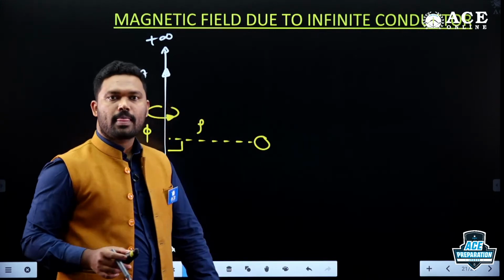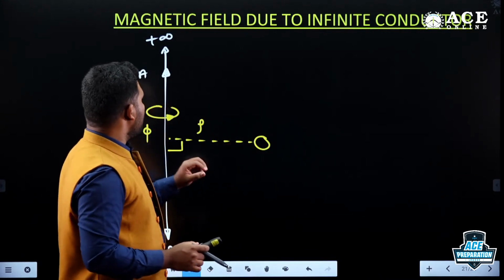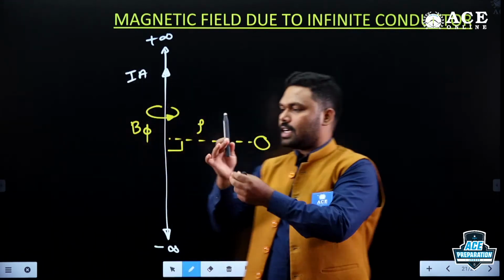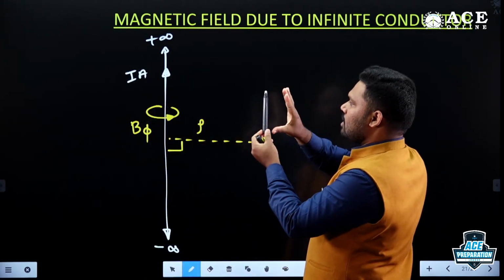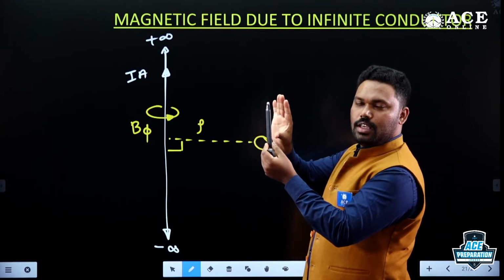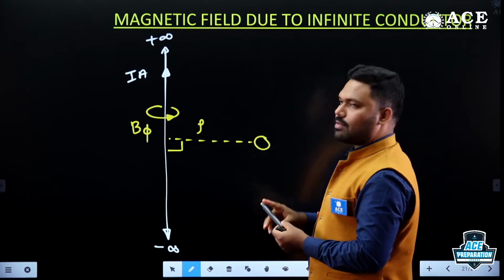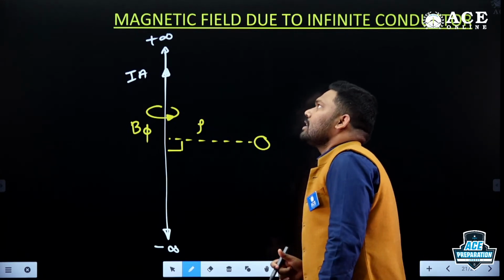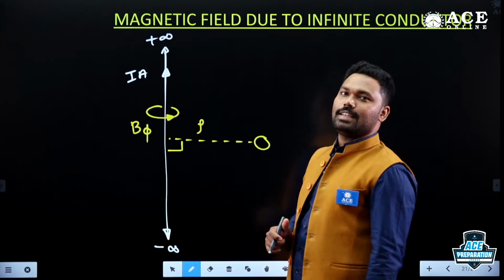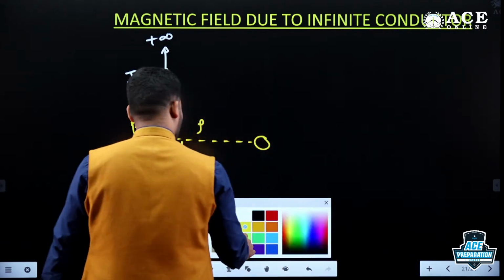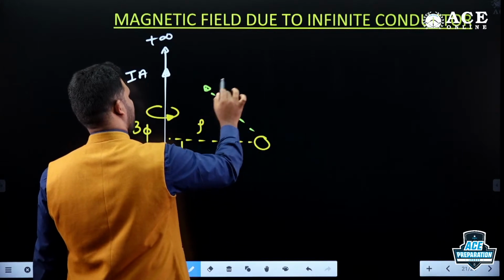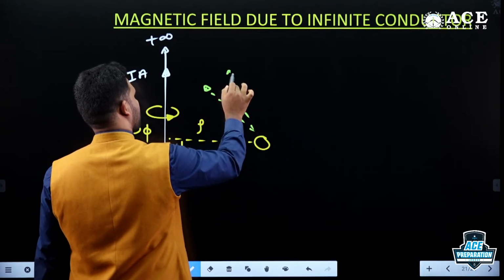Then what happens to the magnetic field here? It is an infinite length one. In the previous problem, I said that if it is a finite length conductor, the angles made with respect to the corners are alpha 1 and alpha 2. Then what happens to alpha 1 and alpha 2 for an infinite length conductor? From here I want to see the corner. Can I see the corner? No. This will become 90 degrees. I cannot see the corner here.